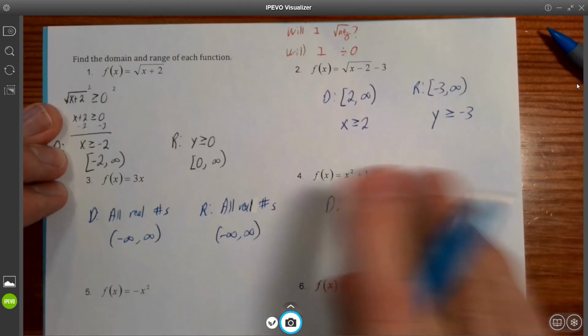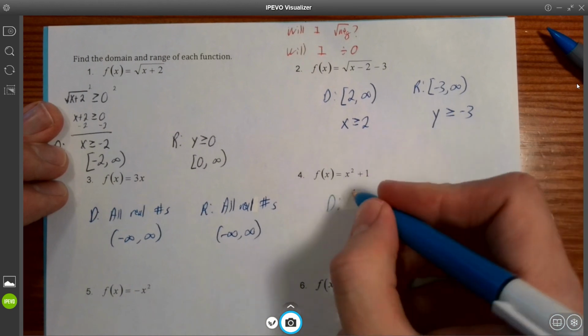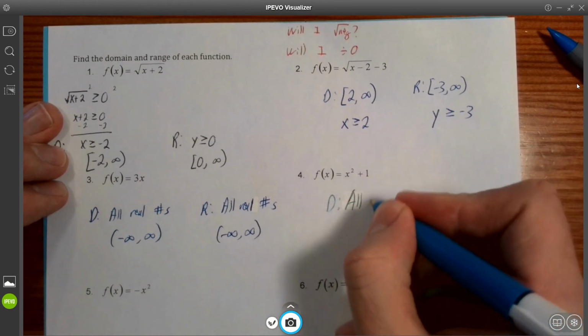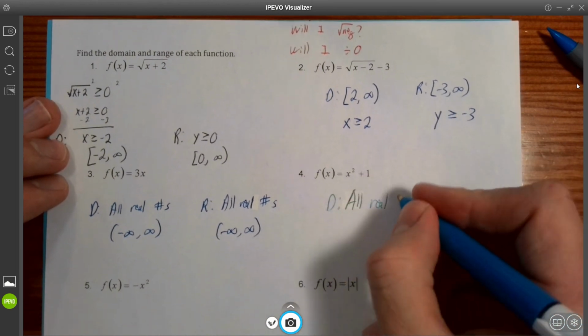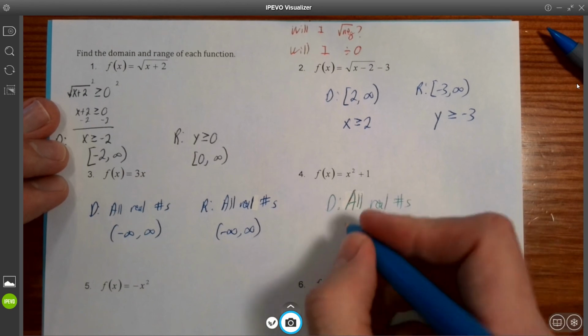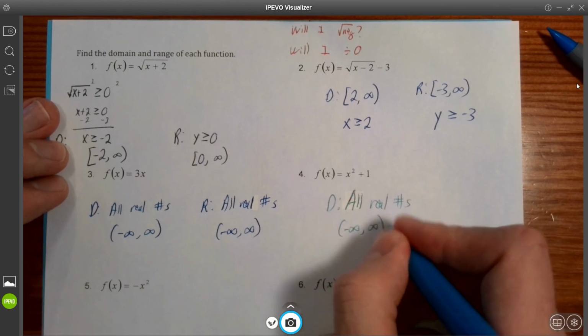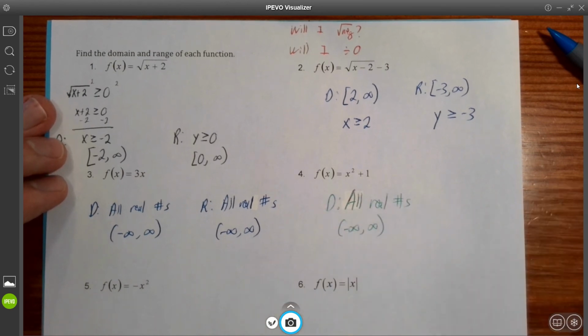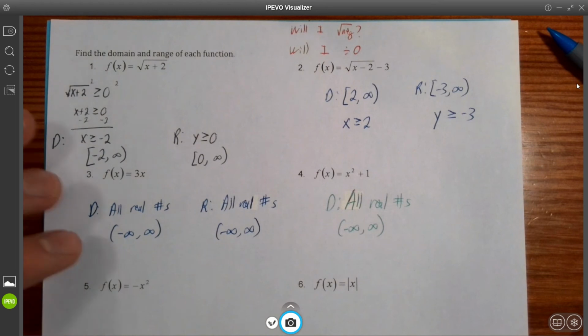The domain is all real numbers. How many L's does real have? Just 1. All real numbers. And I can represent that as negative infinity to infinity. Any real number you want to plug in, it's going to work. It's going to be fine.